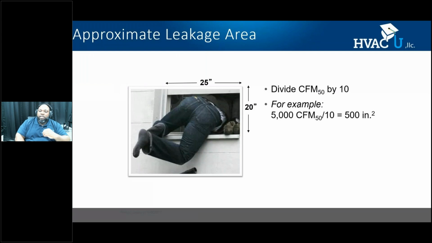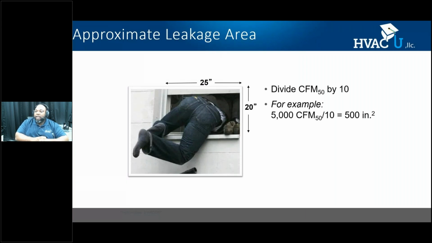Now, there's a couple of things that you can do with a blower door. One, you can determine an approximate leakage area of the holes in the house. If you are sitting in your house looking around and saying, what holes? We're talking micro cracks, very small imperfections in the building shell that you probably can't see.